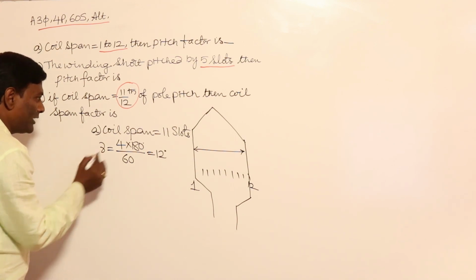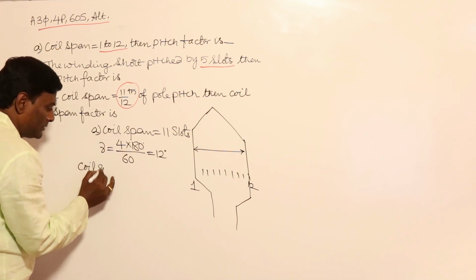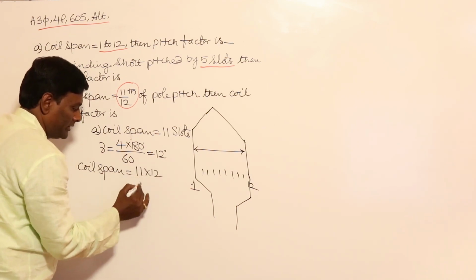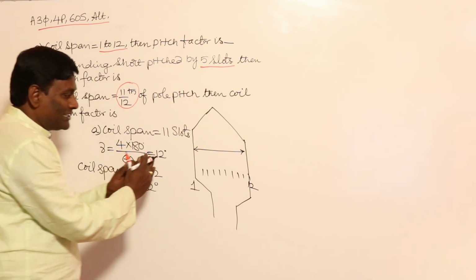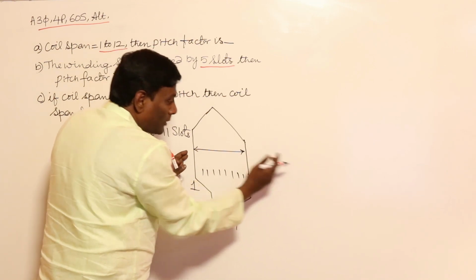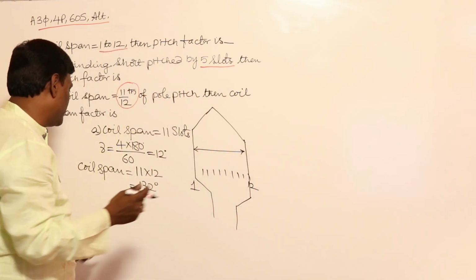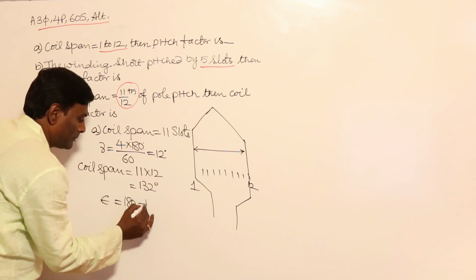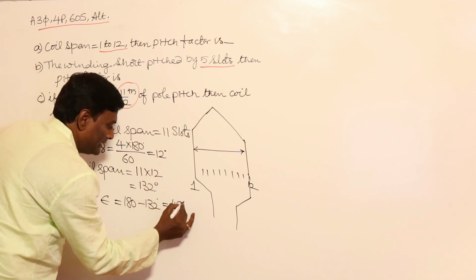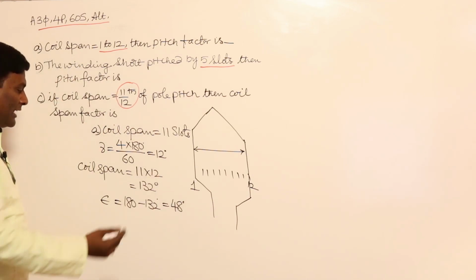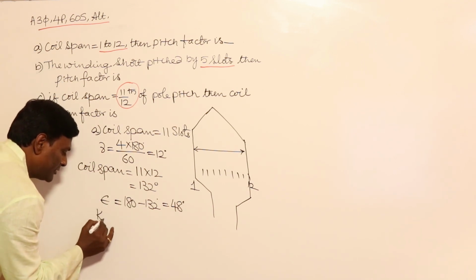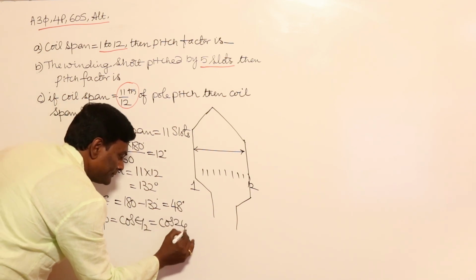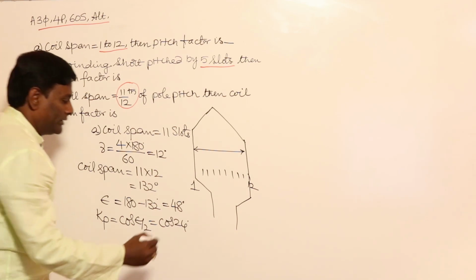Okay, now what is coil span? Coil span is going to be 11 slots. So 11 into 12 is going to be 132 degrees. If coil span is 132 degrees, full pitch is nothing but 180 degrees. So let us calculate short pitching angle epsilon is going to be 180 minus 132 is going to be 48 degrees. Okay, so if I calculate pitch factor now, what is pitch factor? Is going to be cos epsilon by 2, cos 24, so is going to be 0.9135.